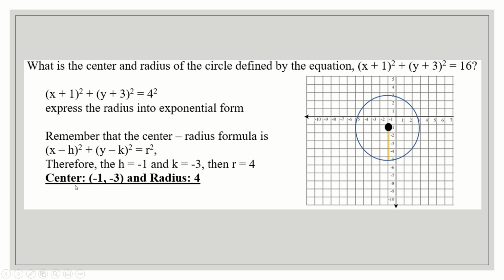Now we can determine that the center is at negative 1, negative 3, and the radius is 4. So, ipa-plot lang natin yung points sa graph uli or sa Cartesian plane. Then, we have negative 1, negative 3, and the radius is 4. Okay?